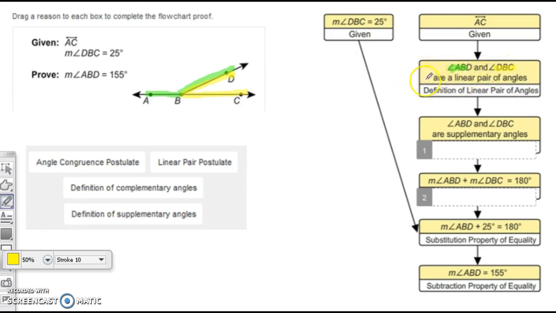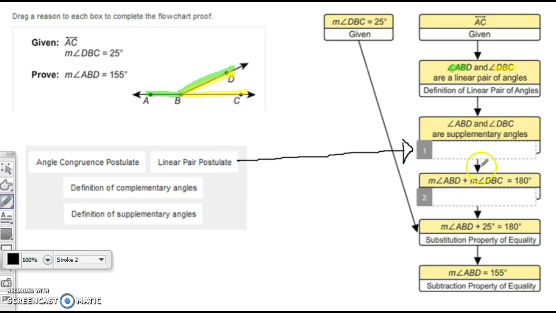It tells us that that is a linear pair because of the definition of a linear pair. Two angles that form a straight line, they are a linear pair. So we can see that these two angles are a linear pair. Then it says angle ABD and BCD are supplementary angles. So we have to ask ourselves, what reason justifies that those are supplementary angles? And it has to go back to the fact, the one right above it, that it's a linear pair. If any two angles are a linear pair, we can use the linear pair postulate to say that they are supplementary. So this one would be the linear pair postulate.